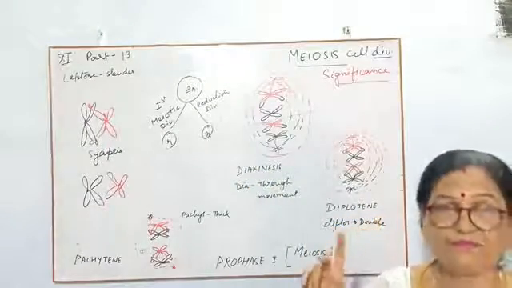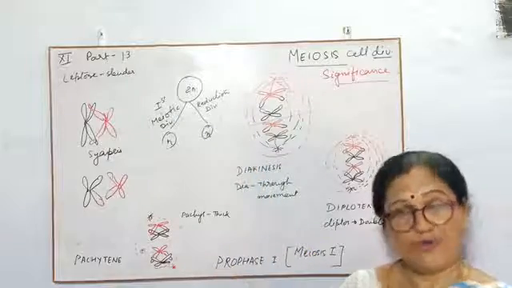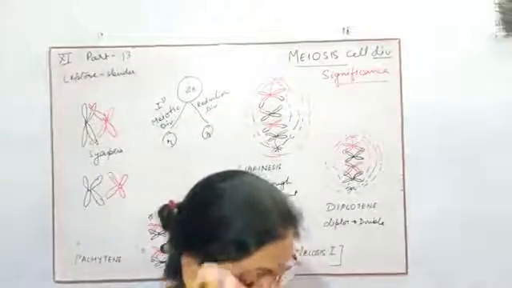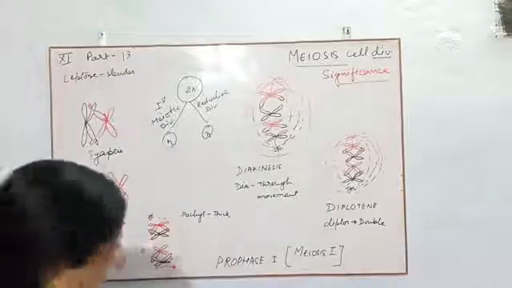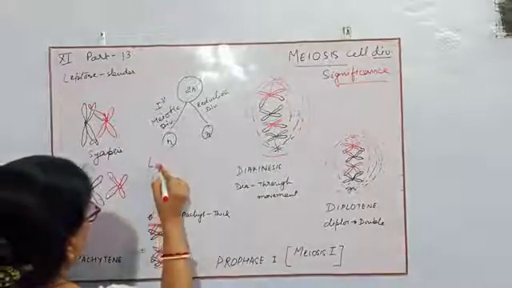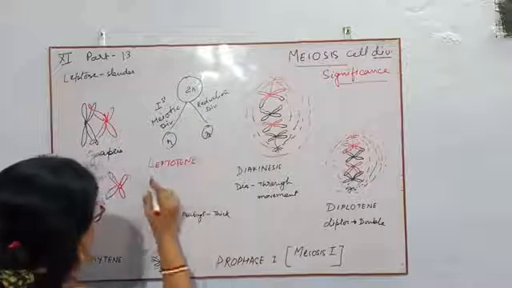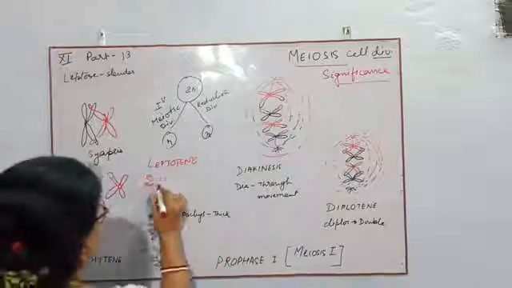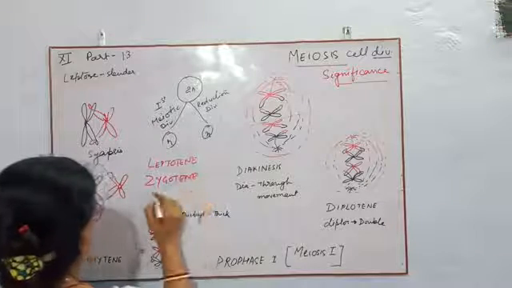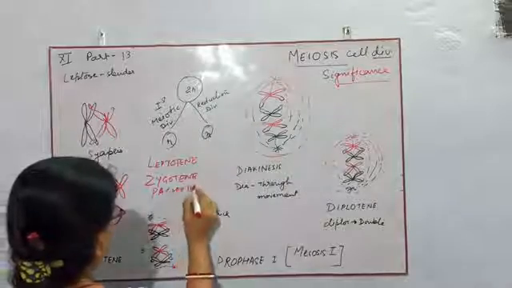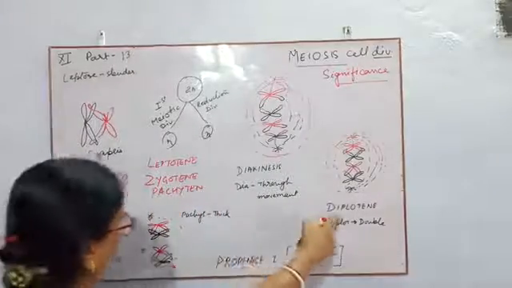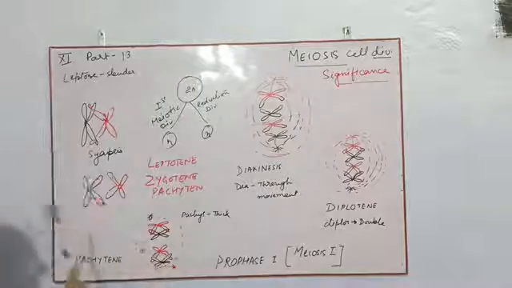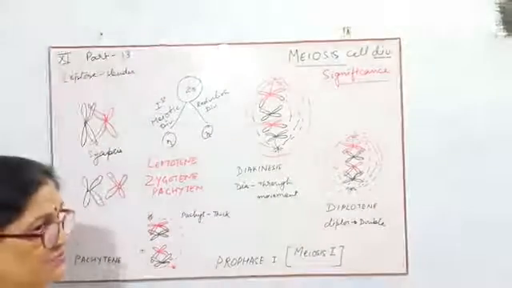So these are the 5 sub-stages of prophase: first is leptotene, then zygotene, pachytene, then diplotene, and then diakinesis. According to these 5 sub-stages, they complete prophase 1 only, not the other phases, only prophase 1.